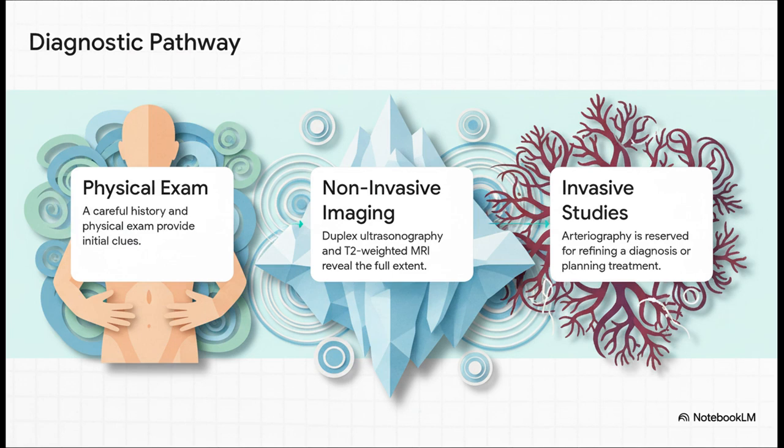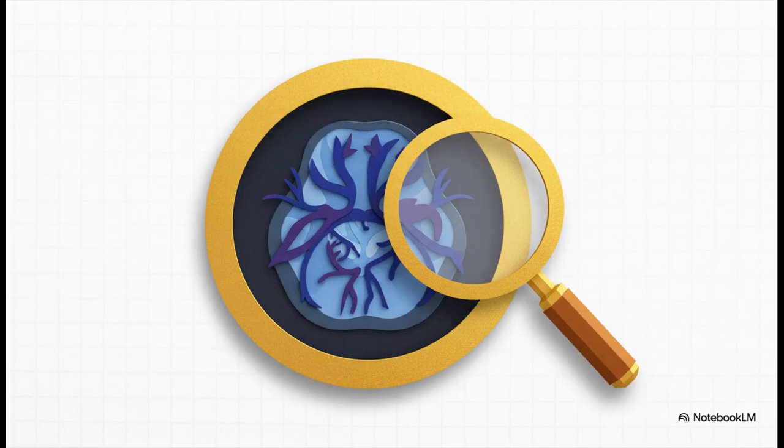The diagnostic journey really follows this logical step-by-step process. It all kicks off with a careful physical exam. From there, doctors use non-invasive imaging to start mapping out that hidden part of the iceberg. And then finally, the more invasive studies, like an arteriography, are usually saved for the final stages, when they're getting ready to plan a specific treatment. And when it comes to the imaging part, there's a clear winner for a lot of these cases. For venous malformations, in particular, a special kind of scan called a T2-weighted MRI is considered the absolute gold standard. It just gives doctors the most complete and detailed picture of what they're dealing with.